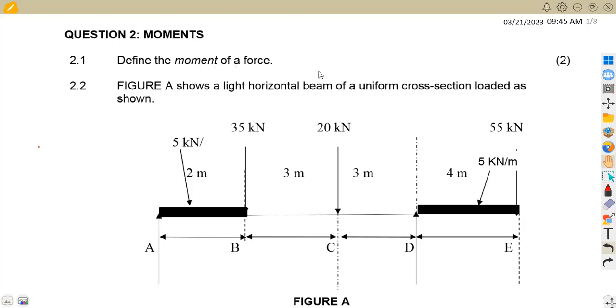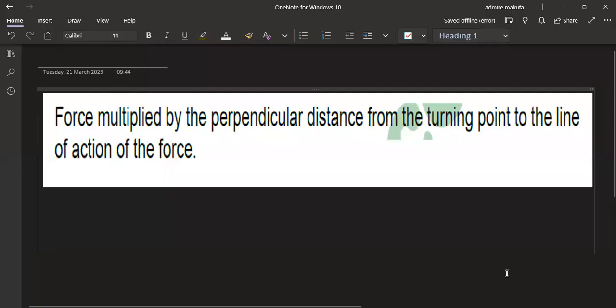The moment of a force can be defined as the force multiplied by the perpendicular distance from the turning point to the line of action of the force, which is the fulcrum. That is how we can define the moment of a force. All right, so that's what we had in this case.